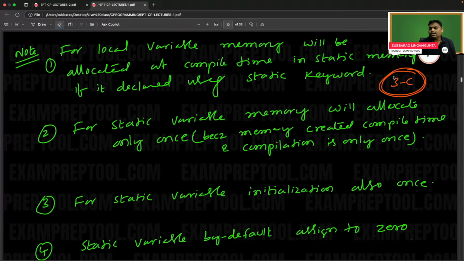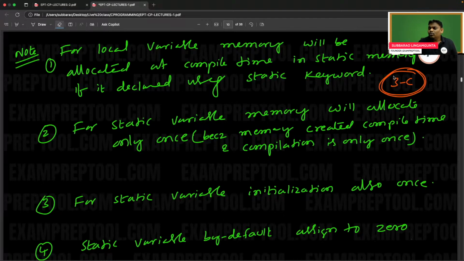Some people are saying, sir, say something about static variable. Remember, there is a local variable. I'm just summarizing. There is a local variable, but I want memory not in the stack, but in the static area. Then use the static keyword. In the declaration, before the data type, use the static keyword. So even though it is local, memory will be created in the static area.